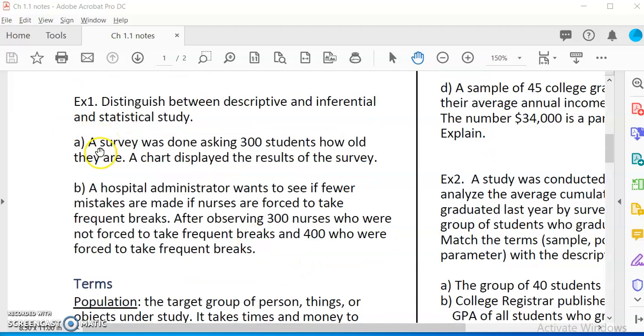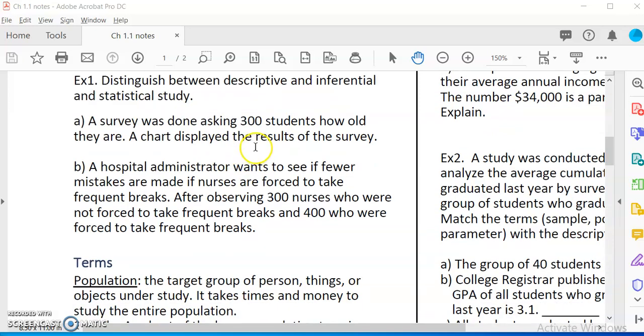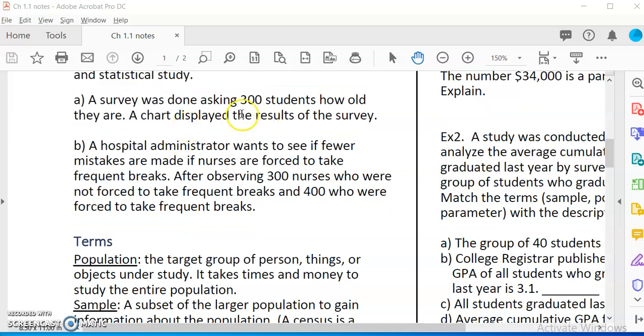A. A survey was done asking 300 students how old they are, and then a chart is used to display the result of the survey. So this obviously is a descriptive study. You collect the ages of a group of students, and then you display the results. Other people can use this to do more inferential study, but for this particular purpose, the action is a survey and the result is a chart, and that's it. This would be descriptive. There's no inferential conclusion drawn from it.